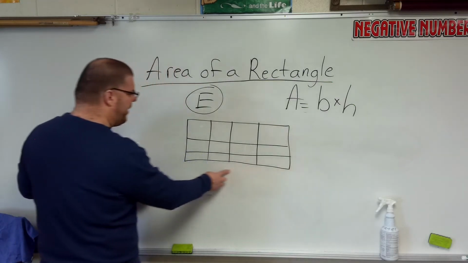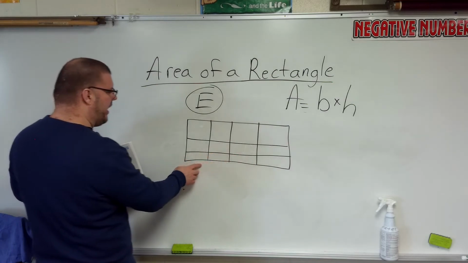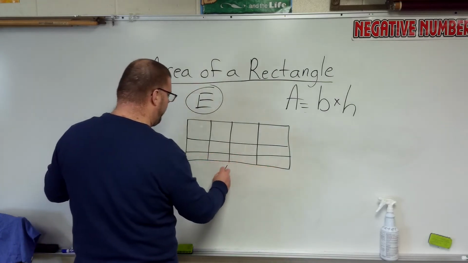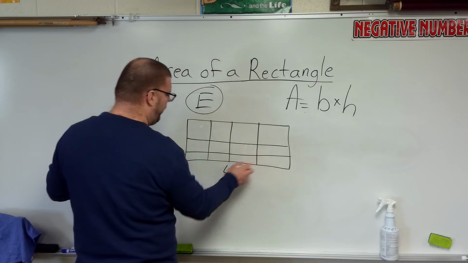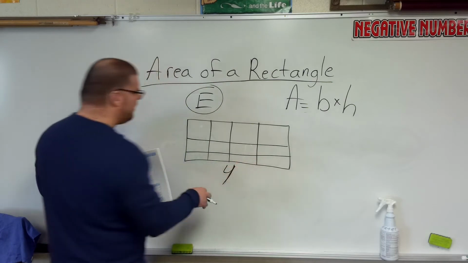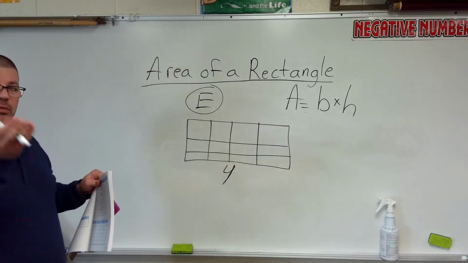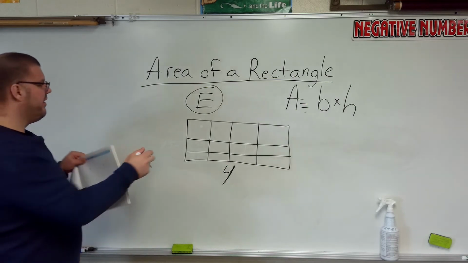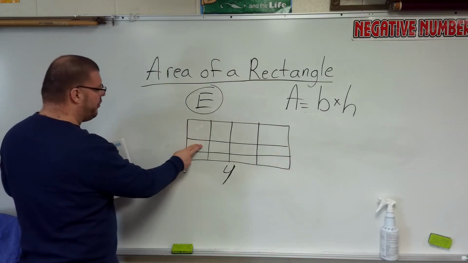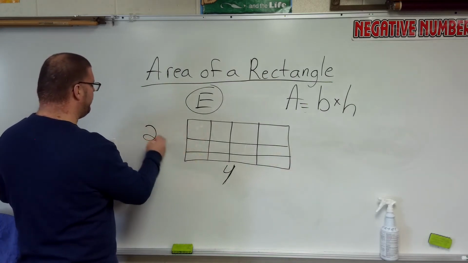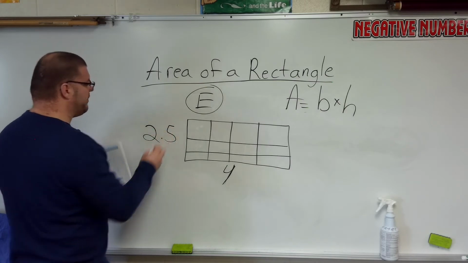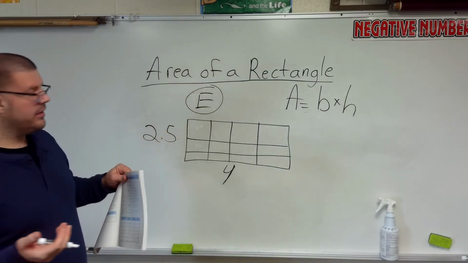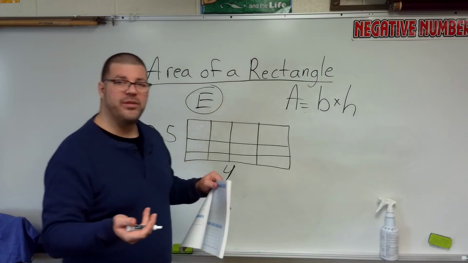How many are on the bottom? Don't worry about halves or wholes. How many are on the bottom? Well, there's 4 of them. 1, 2, 3, 4, right? So there's 4 of them. Now, counting up, we have to count the half. Now, I got 1 whole, 2 wholes, and a half. So this is 2.5. Okay? Now we got to multiply that.